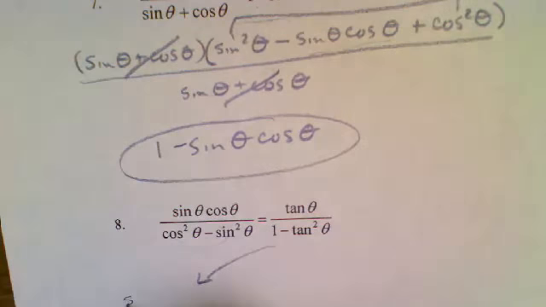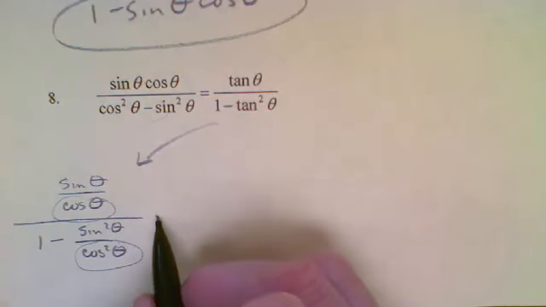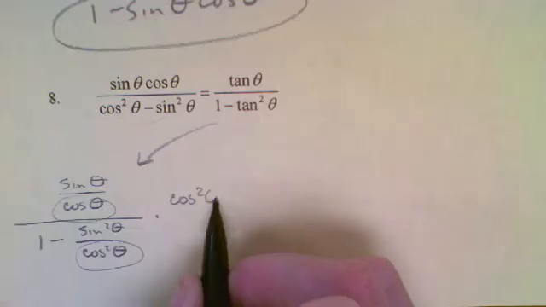Let's see, tangent is sine over cosine. And when you do this stuff, it seems like you're getting more complicated. But again, we just need to then get rid of our complex fraction. Okay, so that is, whoops, you can't see that. That is what I get when I take sine over cosine, and then 1 minus sine squared over cosine squared. My least common denominator is cosine squared to get rid of all of those. So I need to multiply by cosine squared over itself.